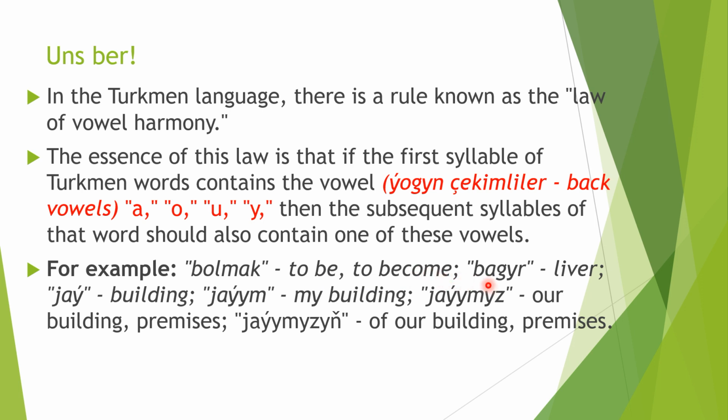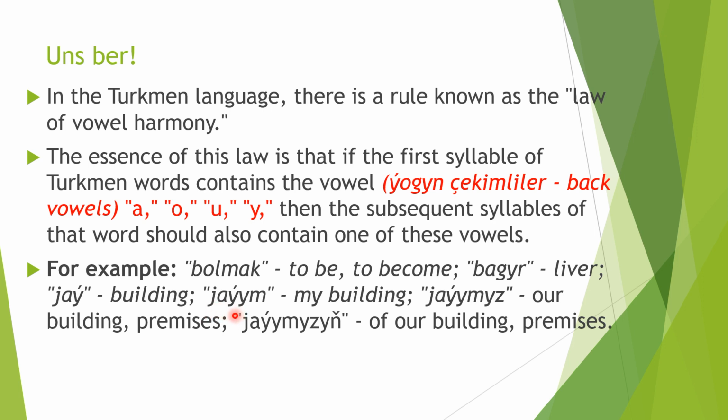The next example, bagır. Bagır is a liver. A ýogyn çekimli, I ýogyn çekimli, as you can see here. Jay is a building. One syllable, that's all. But if I add the suffix which means my, jayım, my building. So as you can see, even when we add suffixes, we must follow this rule.